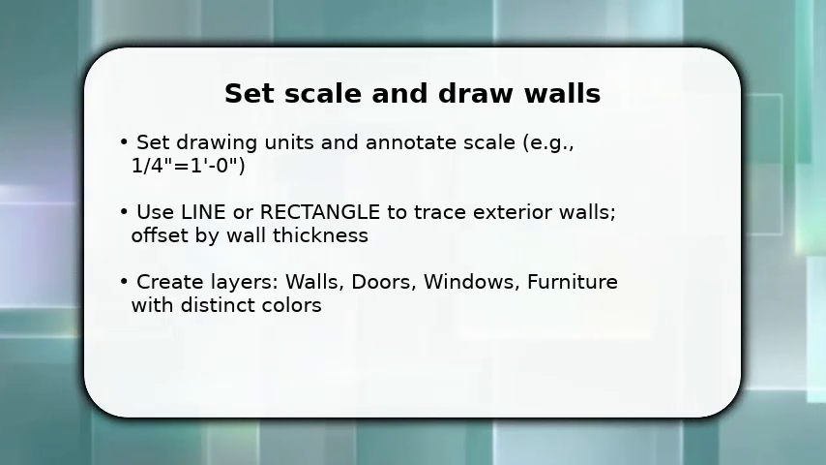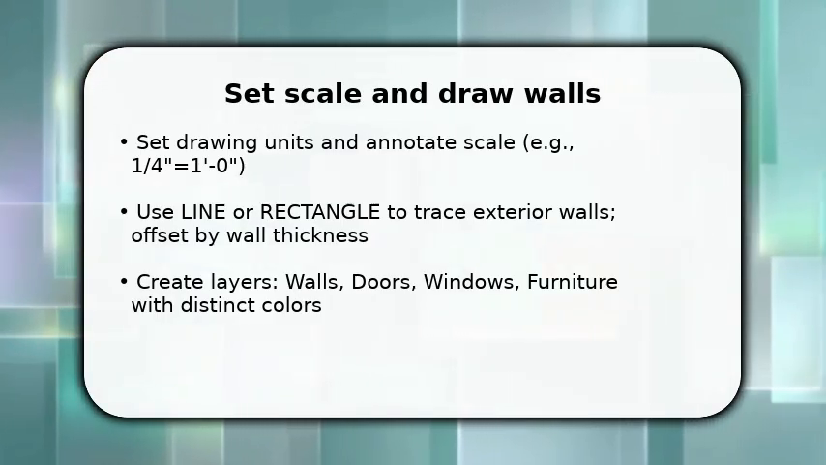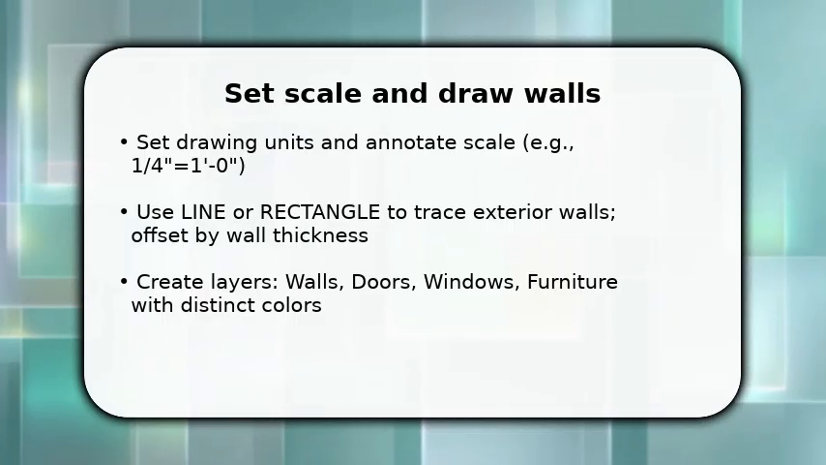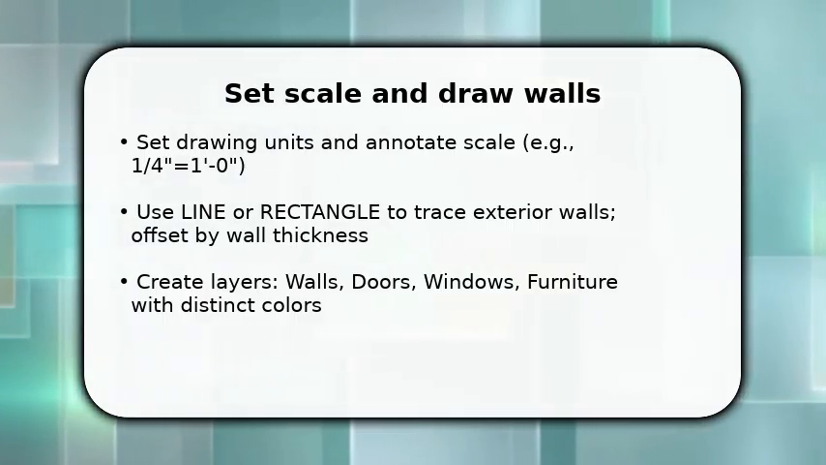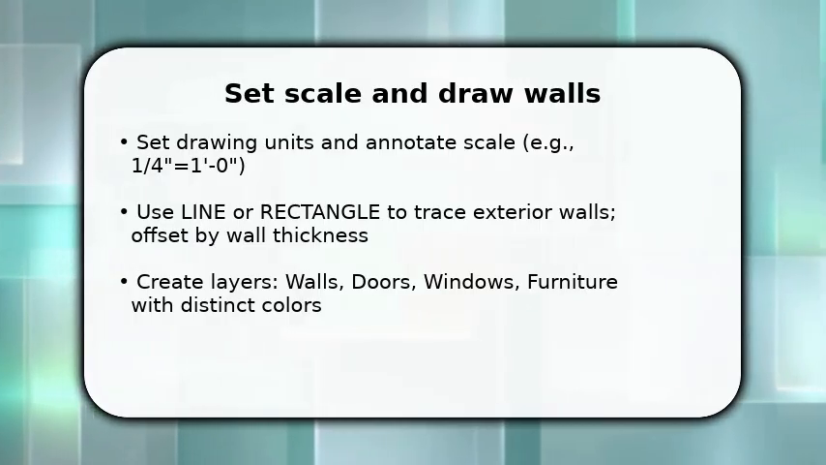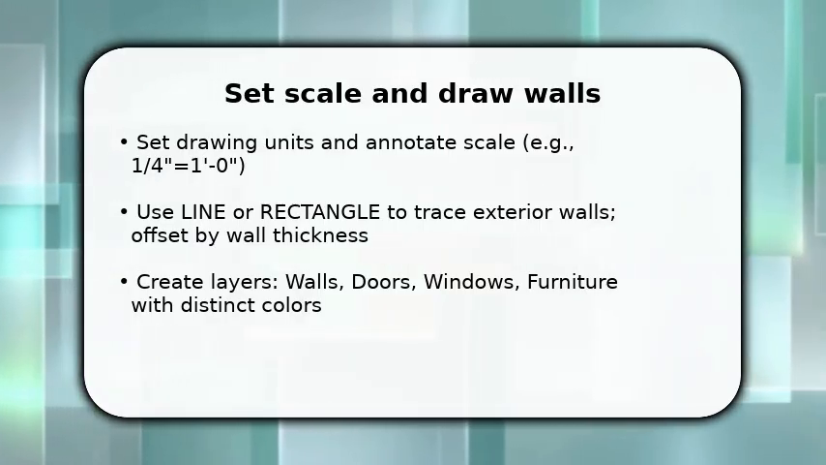Enjoy the video. You begin by locking the scale and units so your plan measures correctly. Set units and choose a viewport scale that matches your sheet. Next, draw the exterior wall outline with line or rectangle, then use offset to create wall thickness precisely.